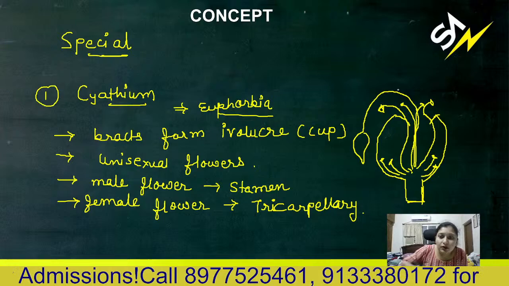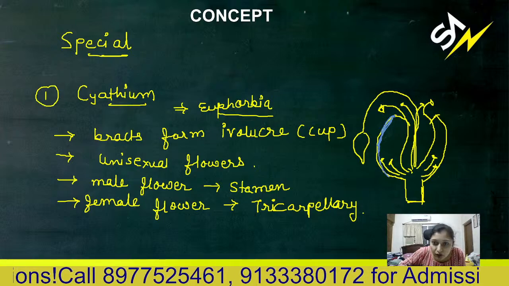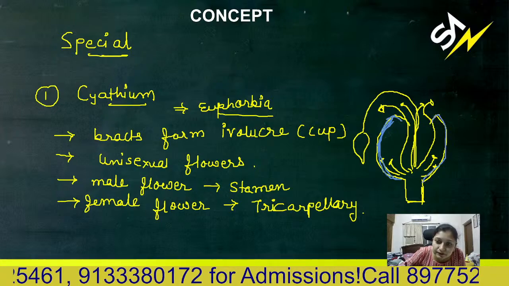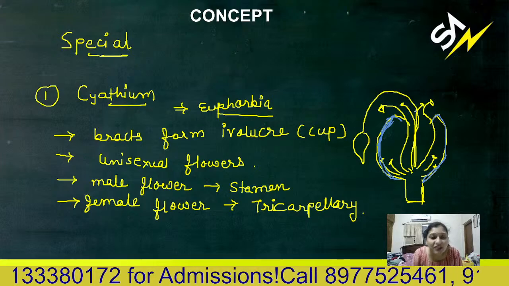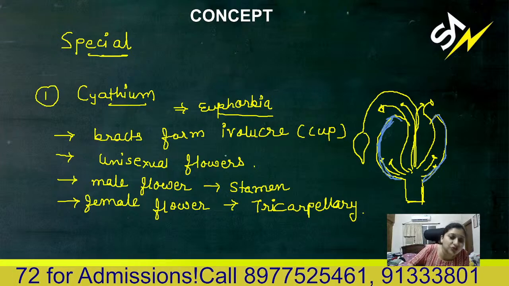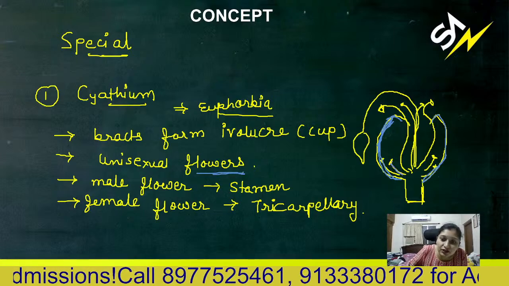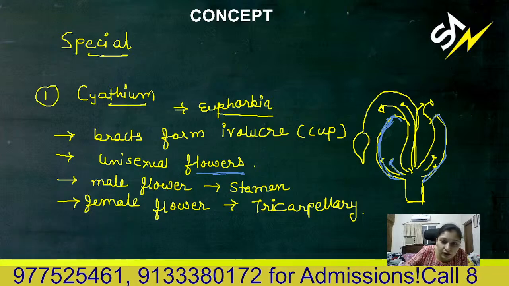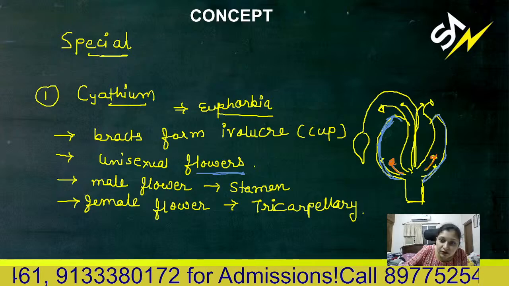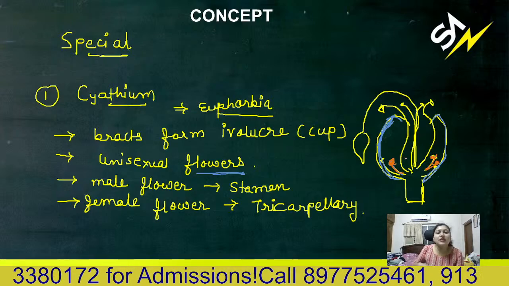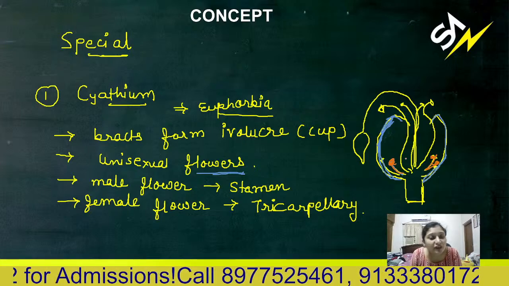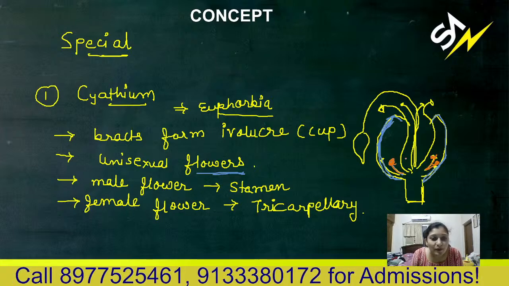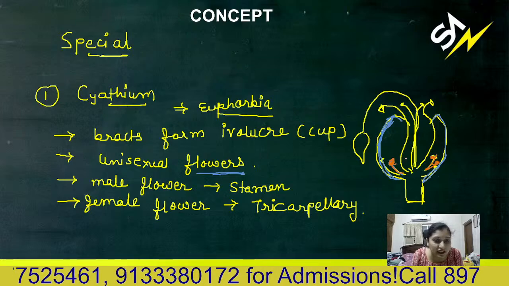Let me show you. So this is what an involucre is. This is a bract which is forming this cup-type involucre, in which, inside this cup, unisexual flowers are born. Can you see here one stamen? I'm drawing it with another color. This is a stamen. So a single stamen represents a single male flower. So male flowers are represented by a single stamen.